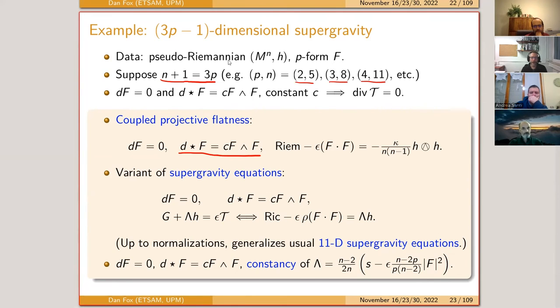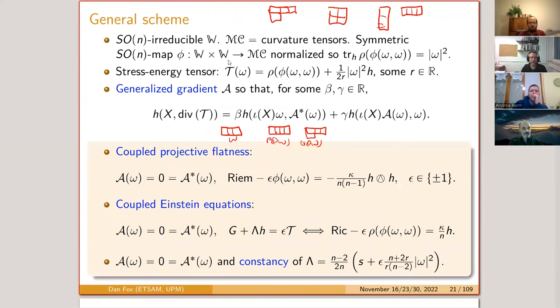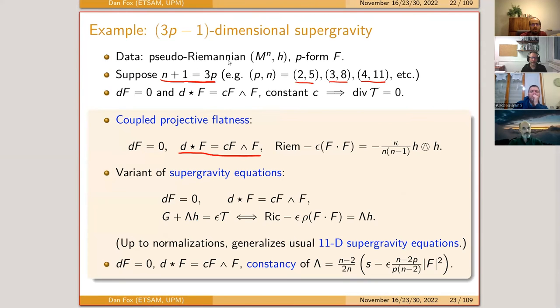And what happens is that if I stick this into this identity here, it still turns out that the stress energy tensor is divergence free, and these equations continue to make sense. And at least in the 411 case, they're well studied, and one of the people in the audience knows far, far, far more about this than I do.